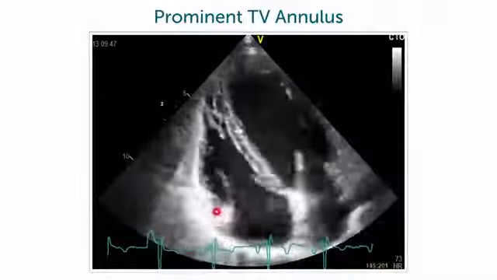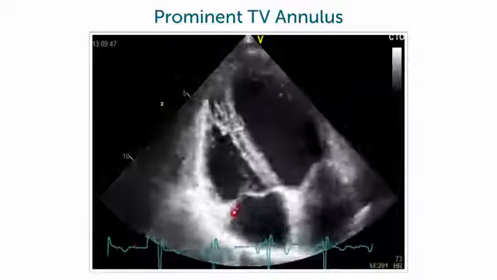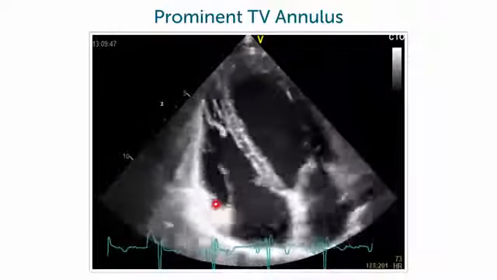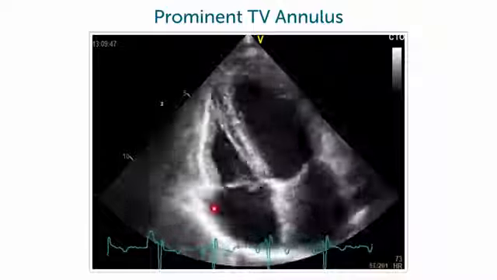And here's the last pseudotumor of the right atrium: fatty infiltration or a prominent tricuspid valve annulus. We see a triangular-shaped structure right here at the base of the tricuspid leaflet. This is not a tumor, because usually we have a lot of fatty tissue, both in the annulus itself and also in the so-called AV groove, which appears as a tumor in some patients. So don't mistake that for a tumor as well.